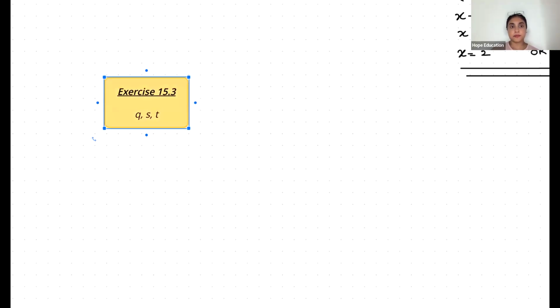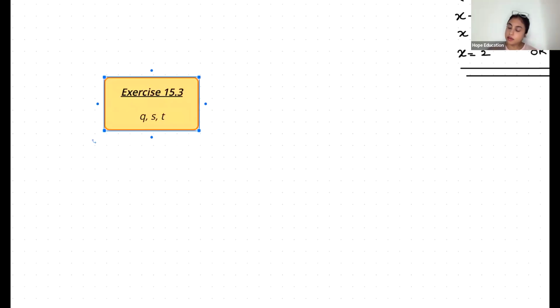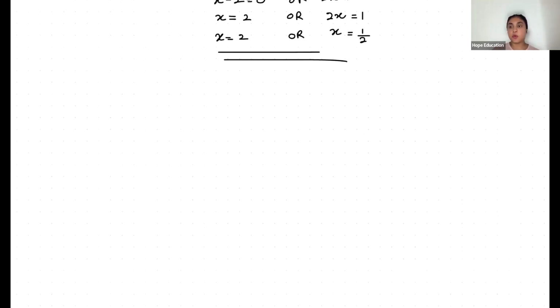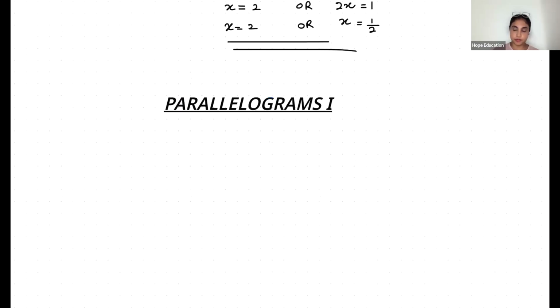Okay, that's about it. We'll move on to the next lesson. Put the topic parallelograms 1. Parallelograms 1 is actually not that difficult. Parallelograms 2 could be the confusing part, but we'll discuss both.